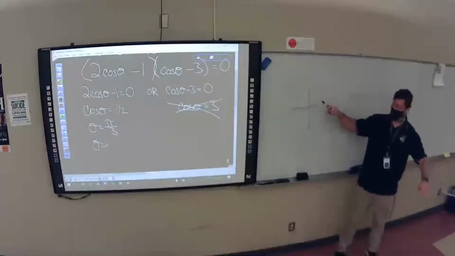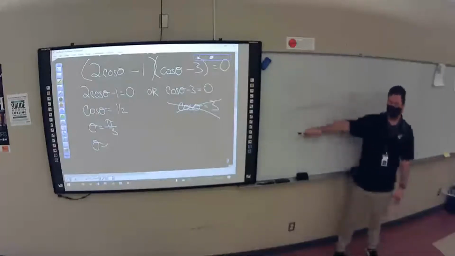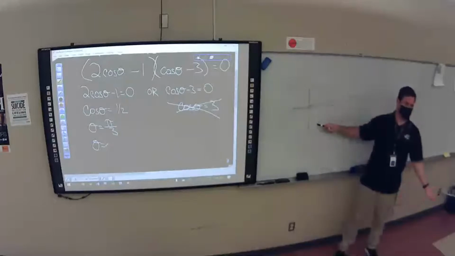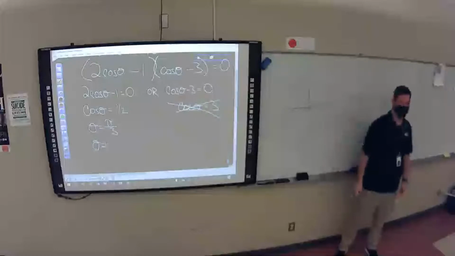It's easier to just go negative pi over 3. But if you want to continue to go around, we can go around. It doesn't matter, right? I just got to get to this angle. And it's a whole lot easier to just do negative pi over 3.